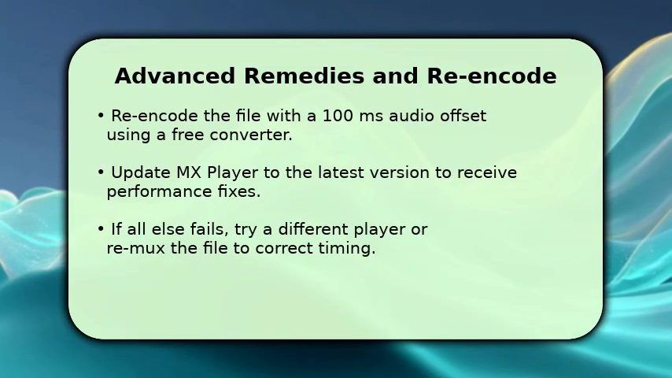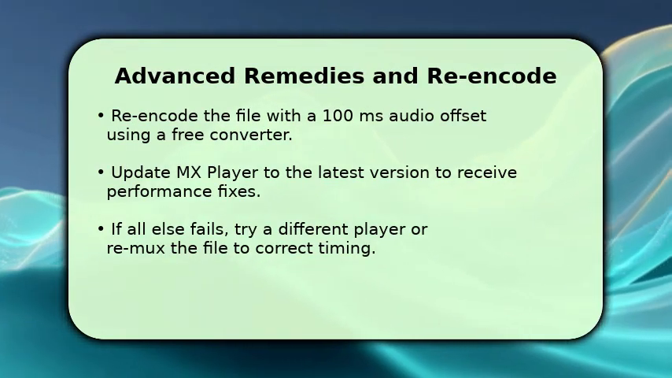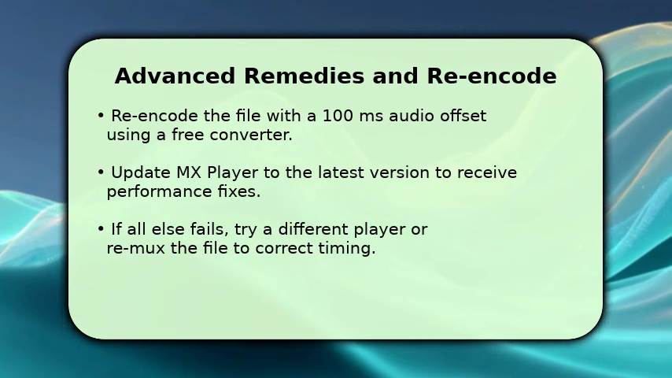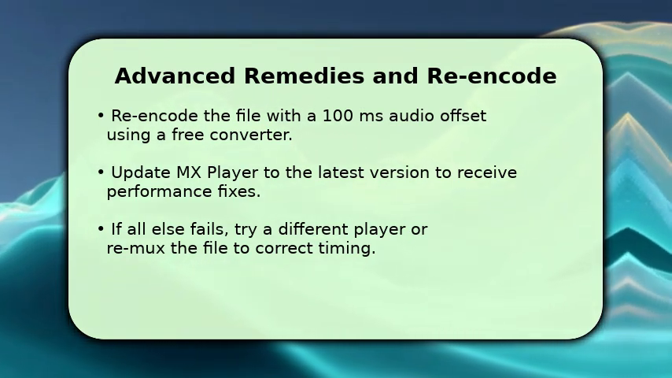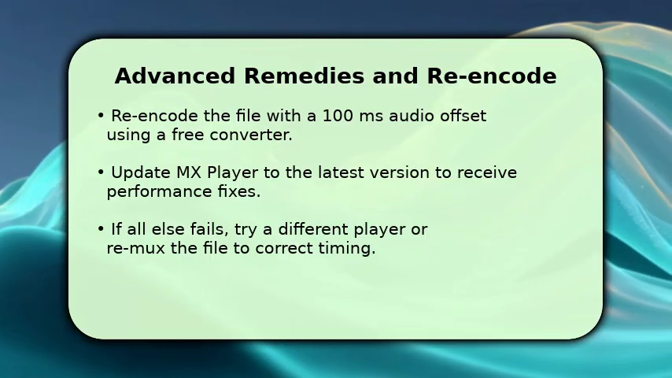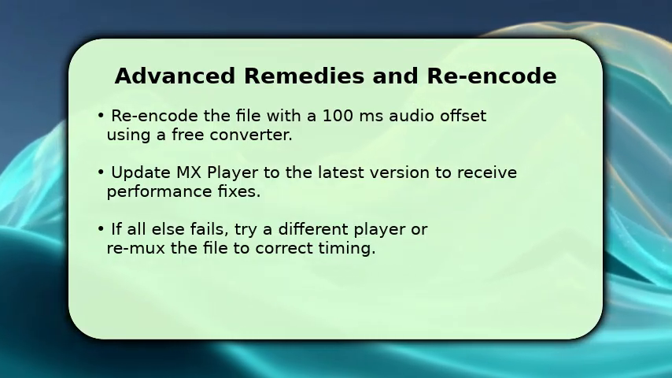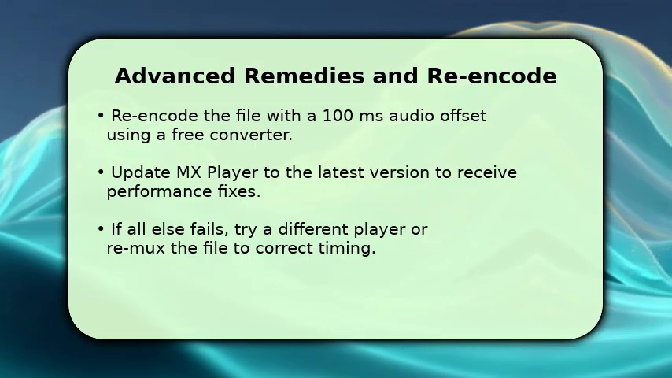When in-app options do not solve the problem, re-encode or remux the file. Use a free converter to apply a 100 ms audio offset and export a new copy. Remuxing with corrected timestamps often eliminates persistent sync drift across devices.